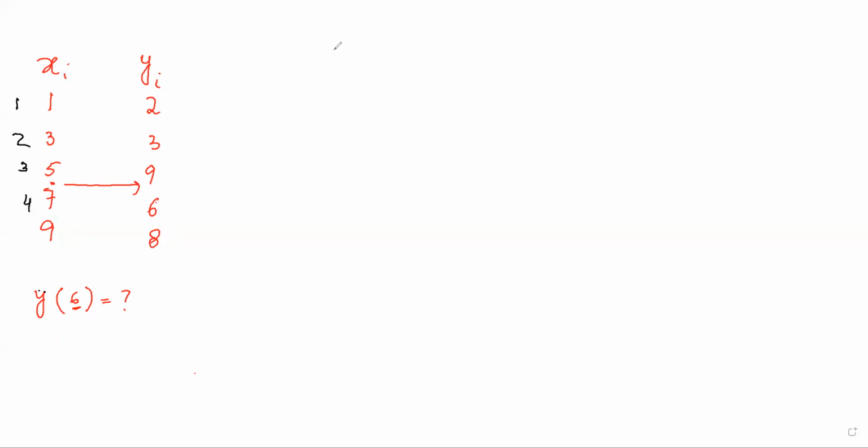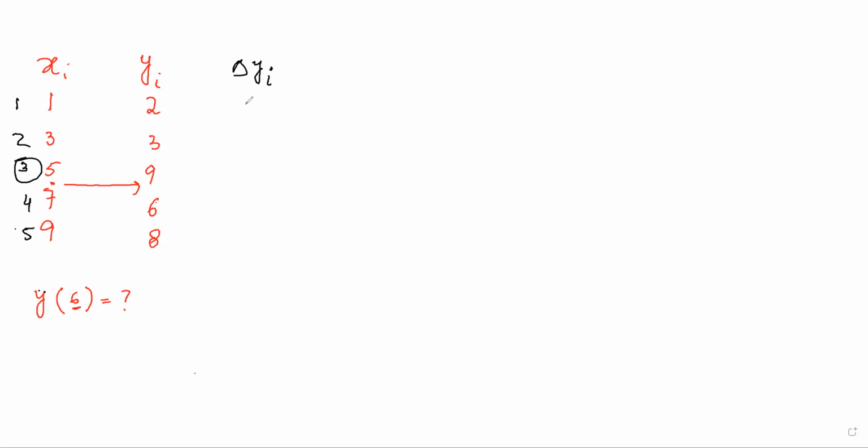We have x5. Fine. Now we have to find the value of y when x is equal to 6. x equal to 6 lies between the third and fourth entry, so we'll be starting our interpolation from the third point. First we have to draw the forward difference table.